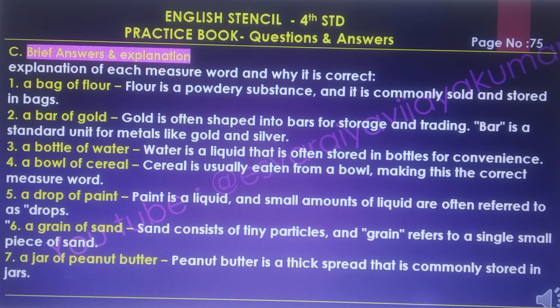The brief answer and the explanation of these questions. A bag of flour. Flour is a powdery substance, and it is commonly sold and stored in bags. A bar of gold. Gold is often shaped into bars for storage and trading. Bar is a standard unit for metals like gold and silver. A bottle of water. Water is a liquid that is often stored in a bottle for convenience. A bowl of cereal. Cereal is usually eaten from a bowl, making this a correct measurement word.